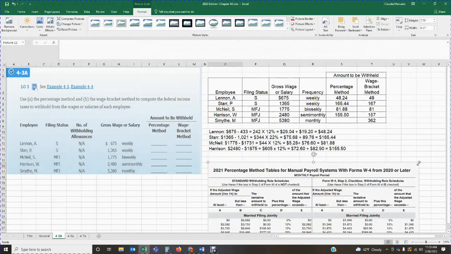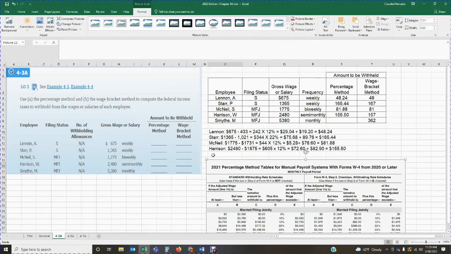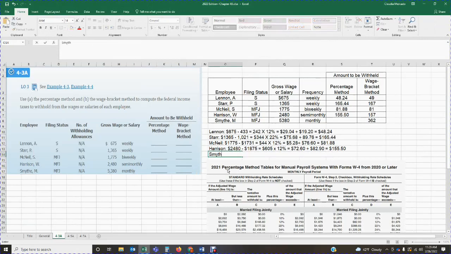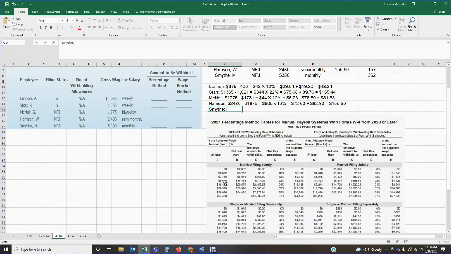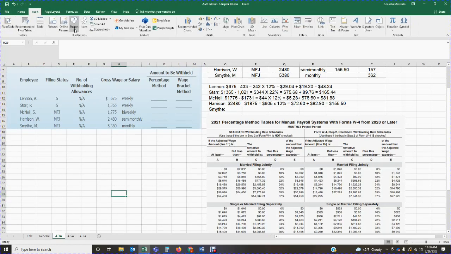So let me bring in my monthly table just so I can have it for my records and I don't have to be scrolling. Okay, so the last one we have is Smythe, or I don't know how to pronounce that. It's a weird name. Smythe. So this person makes $5,380 monthly and is married filing joint. So we're going to locate the table. We're going to be using the first set of numbers for married filing joint. And that person makes $5,380. So we're going to locate the tier, $5,380. And that would be that third tier right here.